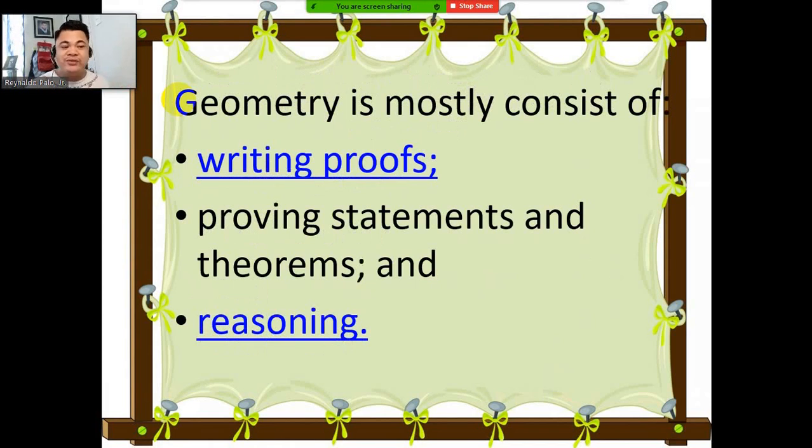In geometry there are what we call postulates and what we call theorems. When we say postulates, these are universally accepted as truth. It means we don't need to prove these. They are already accepted. We use these postulates as proof for theorems. When we say theorems, it means we need to prove them before we accept them as fact. Those are two different things, alright? So, writing proofs, proving statements and theorems, and of course, reasoning.